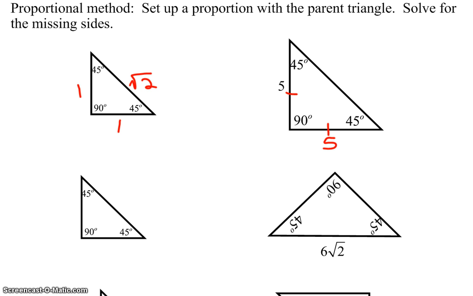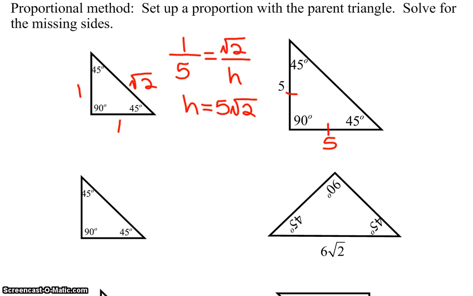Now all I have to do is figure out what my hypotenuse is. So 1 from the parent matches with 5 from the new triangle in the same way that square root of 2 from the parent matches with my hypotenuse on the new triangle. Or hypotenuse equals 5 square roots of 2. And that's my answer. Try the next 2 problems, see if you can get them, check your work.